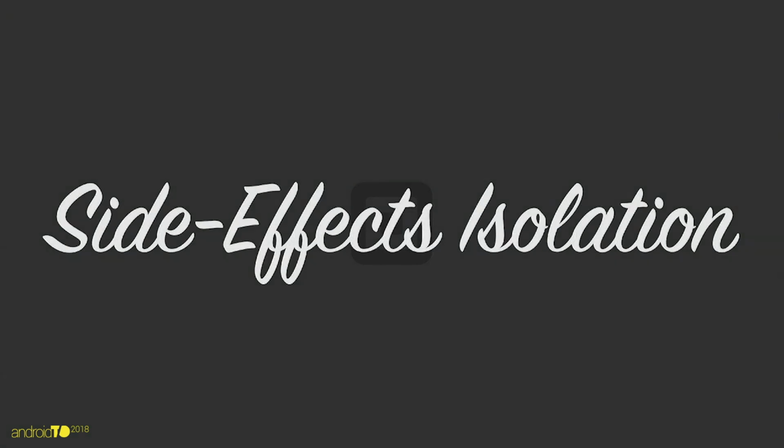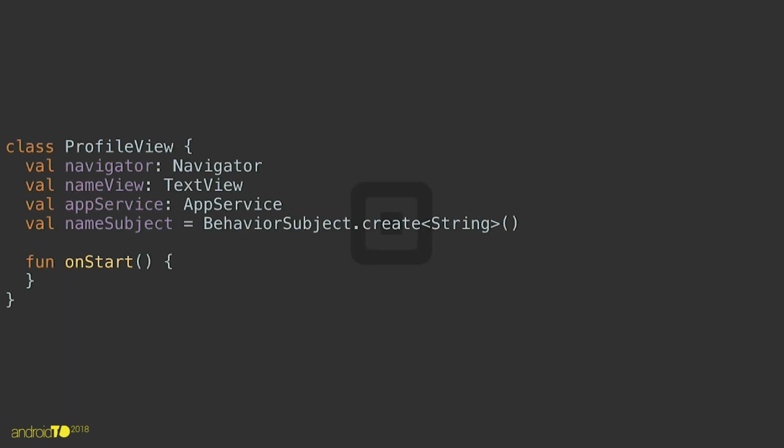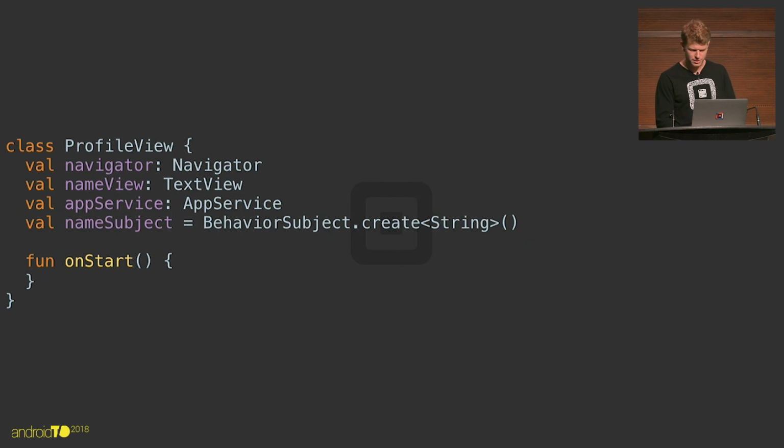And to do that, I will first talk about side effects isolation. And to do that, I will walk with you through some code I had to refactor a few weeks ago. So this is a true story. So we have a profile view, a navigator, which is to change views, a name view, with, like, the profile's name, an app services that would be used to fetch or update data, and a name subject that will be really useful in a few slides.